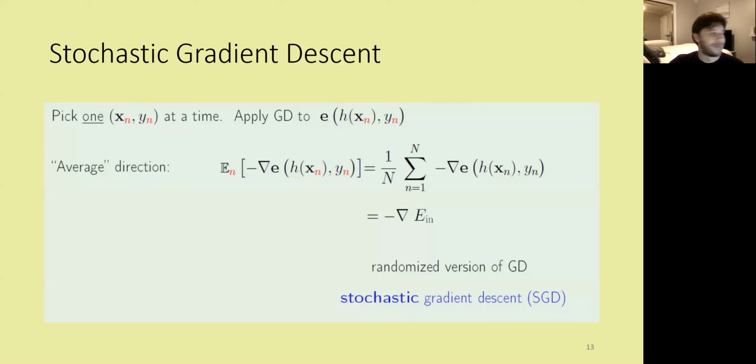And you can show with some math that the average direction using gradient descent with only one randomly chosen observation does move you in the actual direction of the gradient on average. It converges to the right direction. So this is essentially a somewhat randomized version of the gradient descent, which is why we call it stochastic gradient descent. The word stochastic means random.